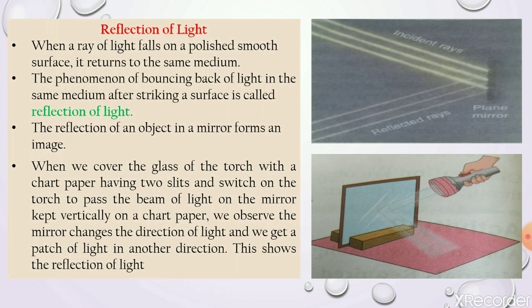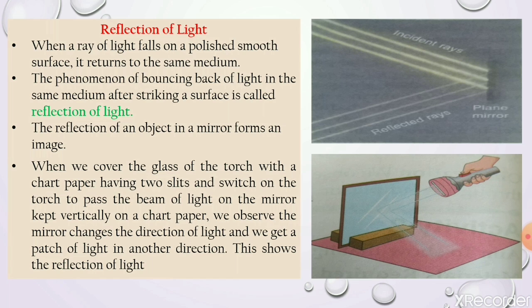So here we have one small activity. What we have to do in this activity: we will need one torch, one plain mirror, two wooden blocks for holding the mirror, and two chart papers. We have to take one chart paper and spread it on the ground. Then we will take the plain mirror and hold it vertically with the help of the wooden blocks that we have taken.